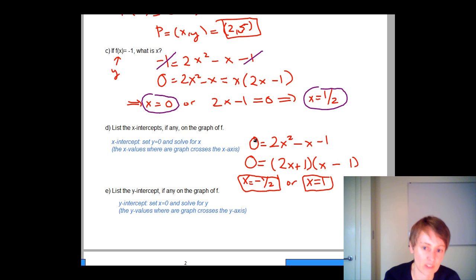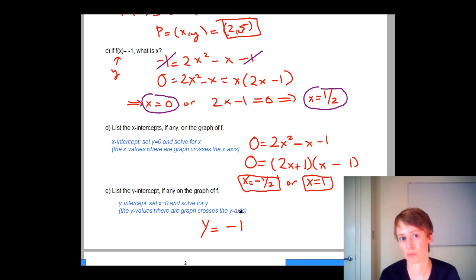So remember, the equation was y equals 2x squared minus x minus 1. So I'm going to find it by plugging in 0 for x each time. So I'm going to get 2 times 0 squared, which is 0. Next one is 0. So I'm left with -1. That's the y-intercept. So that's it for this lesson. So you should be able to do the first couple of problems.